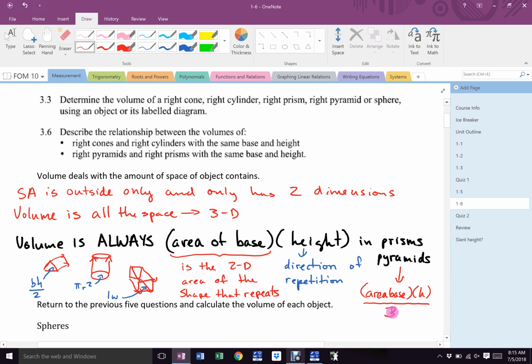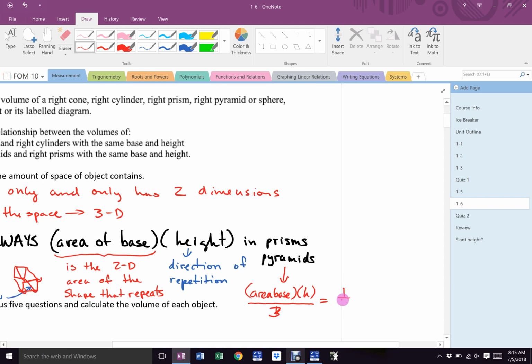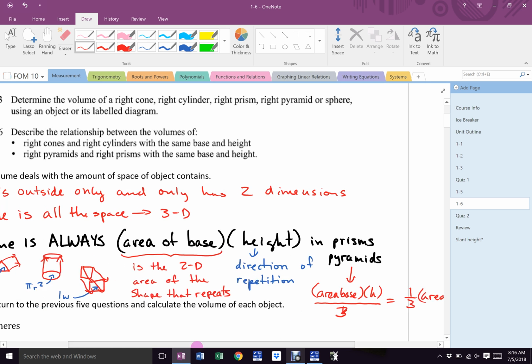So you'll also see this written as 1/3 area of base times the height. 1/3 times that is the same as divide by 3. And all that's on your data booklet, right?